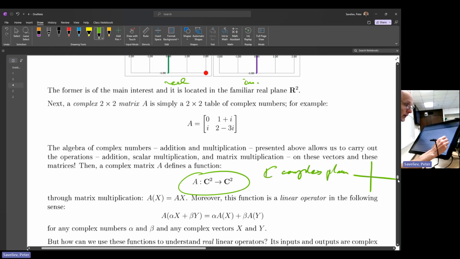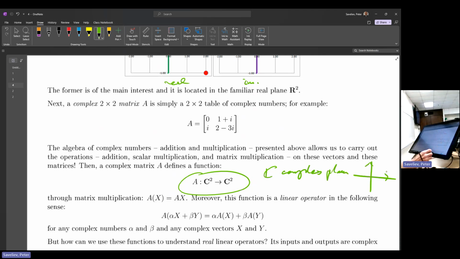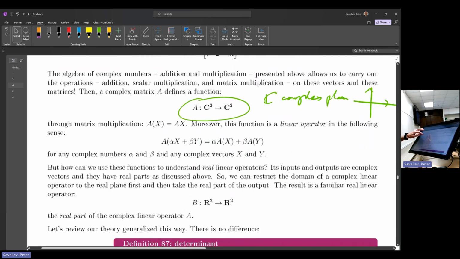Like this, once again, real part, imaginary part, right? And there are 2 of them here. So that makes it 4-dimensional. So the input is actually 4-dimensional and the output is 4-dimensional. So altogether it's 8 dimensions. But nonetheless, the definitions are verbatim the same.